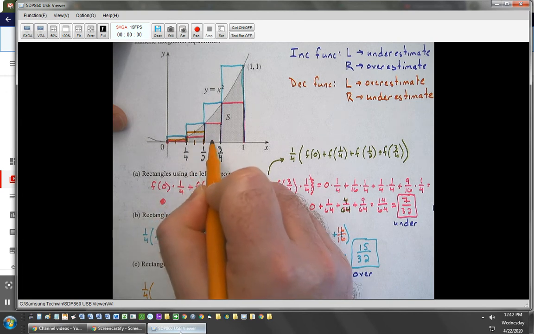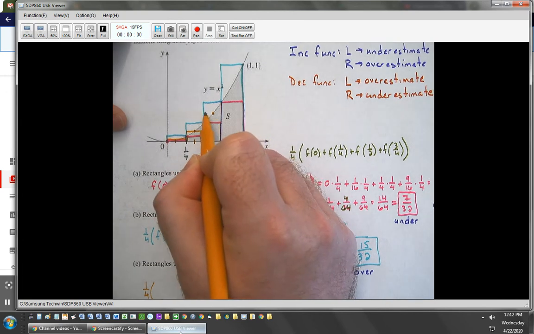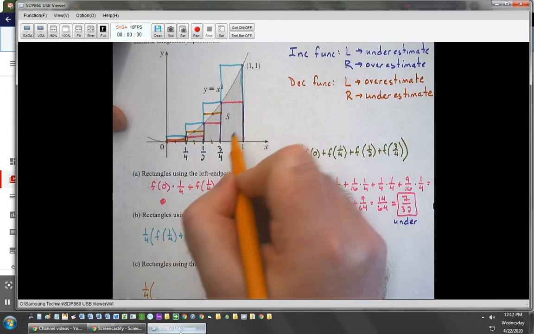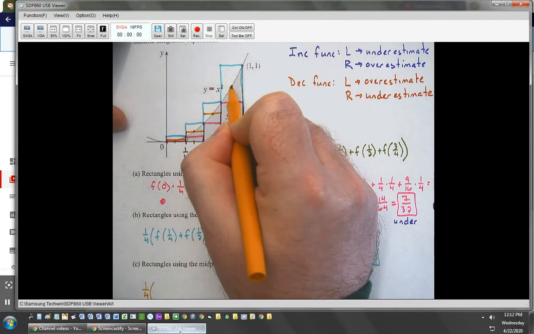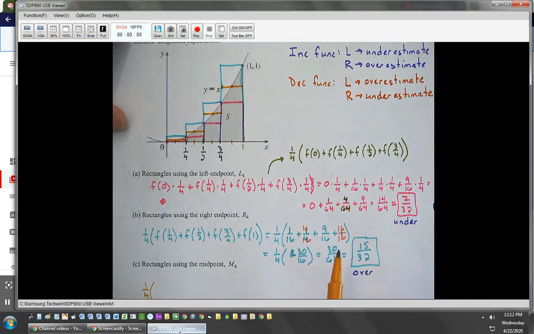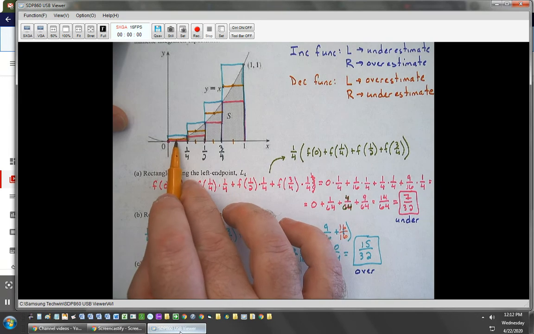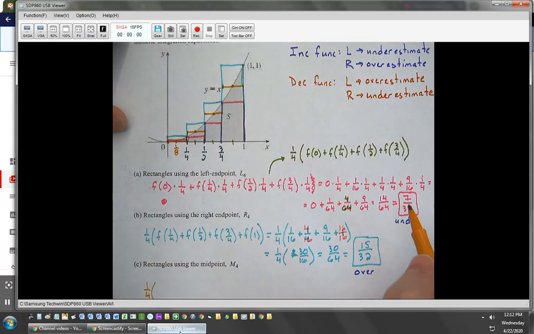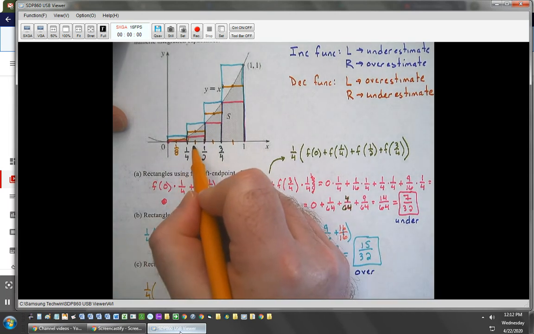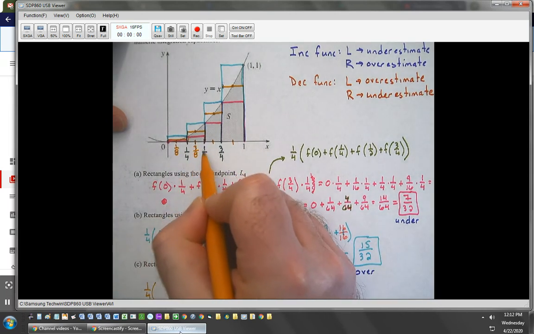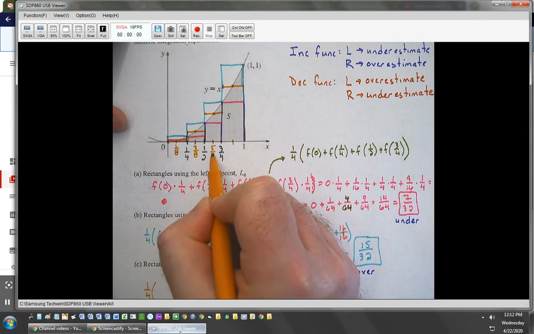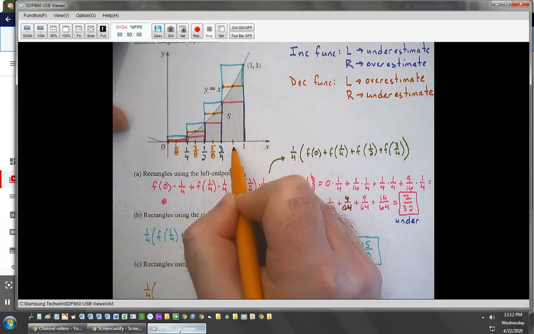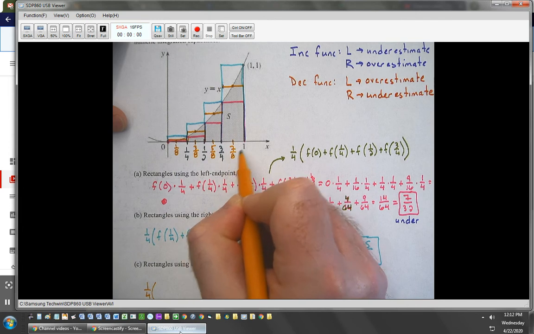Go to the middle, track up to the function, that's going to be the height of my rectangle. So my rectangle heights are going to be the function values at the midpoint. The midpoint here is 1/8. So that's 1/8, 2/8, 3/8, 4/8, 5/8, 6/8 reduces, 7/8, then 8/8.